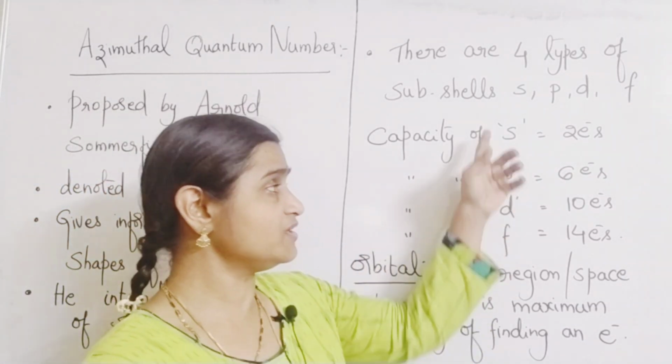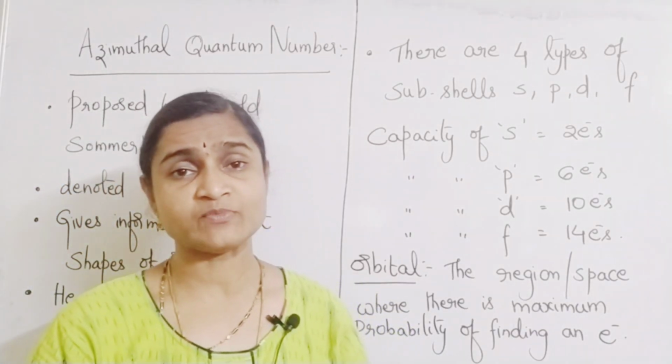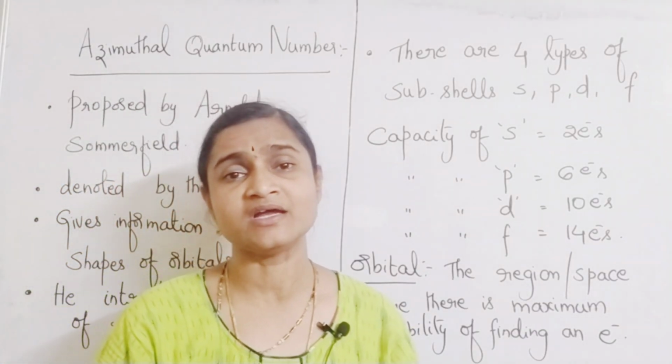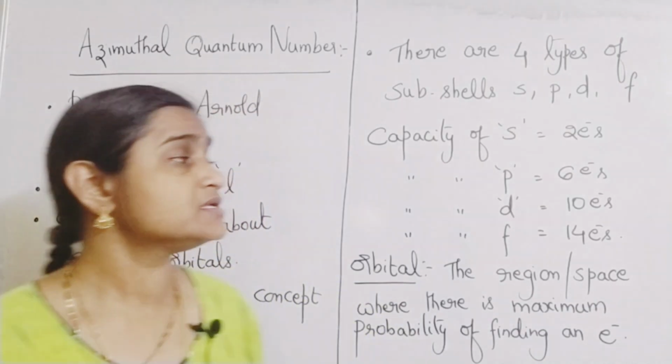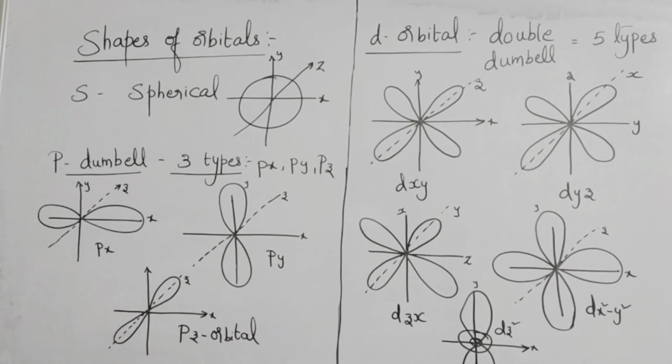I told you about SPDF. These are the 4 subshells. These SPDF subshells are further divided into what? Orbitals. So we have to see and learn about orbitals now. Now we are going to learn about different shapes of orbitals. Look at this, the s orbital.